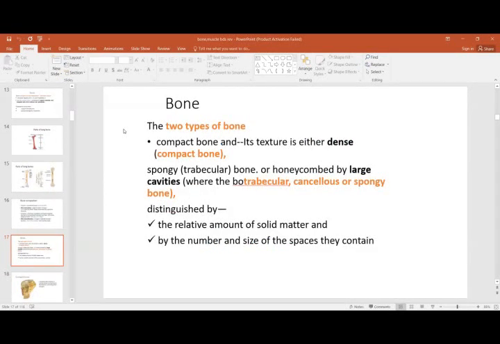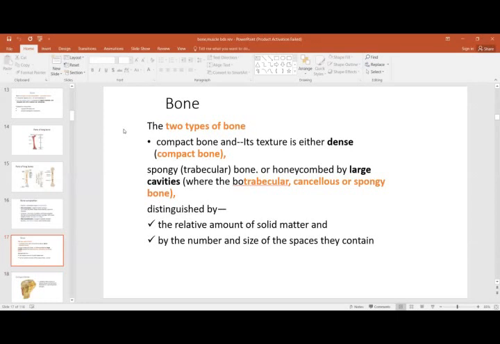Then, what are the types of bones which are there? There are two types of bones. There is a compact bone, and its texture is dense. And then there is a trabecular bone, that is their small septa, and there are spaces in it. You can say a sponge with spaces in it, these small bony trabeculae, and in that they have large cavities. This is called cancellous bone or spongy bone. And so there are two types. Compact is with a dense bony structure, whereas the spongy is trabecular or cancellous bone.